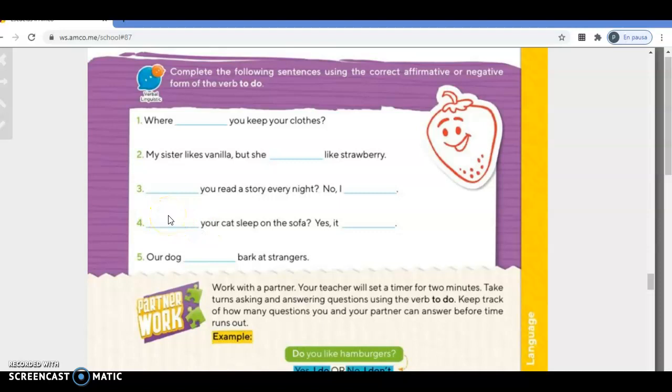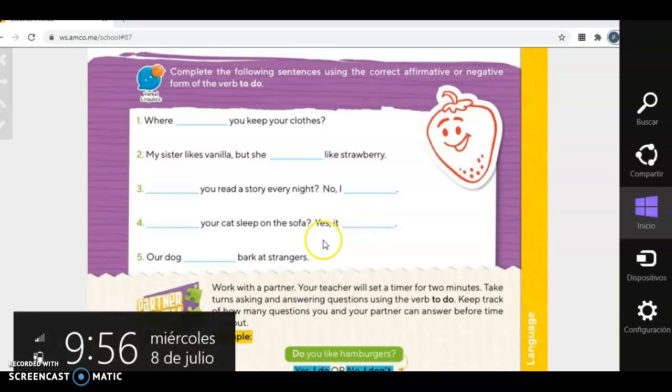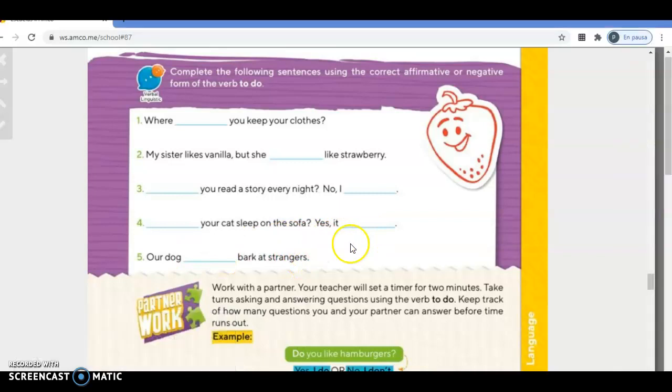Do or does. Yes, it does or yes, it do. Ok, tú tienes que saber, porque lo vamos a poner en práctica, son solamente 5. Our dog, okay, doesn't or don't bark at strangers. Perro no le ladra a los extraños. Our dog. Recuerda que dog es el pronombre it. Entonces vamos a utilizar aquí doesn't or don't.